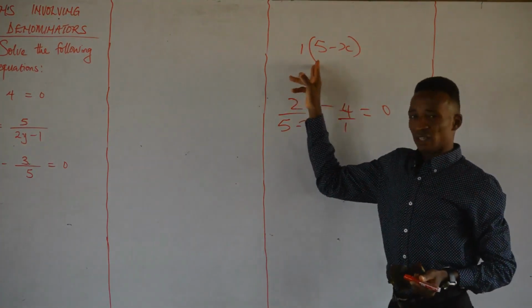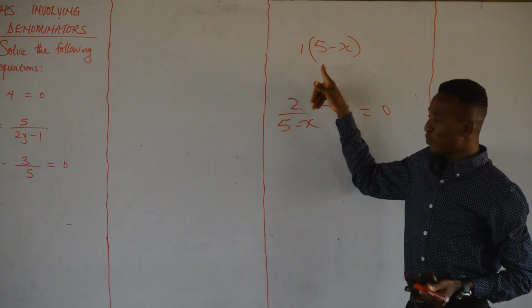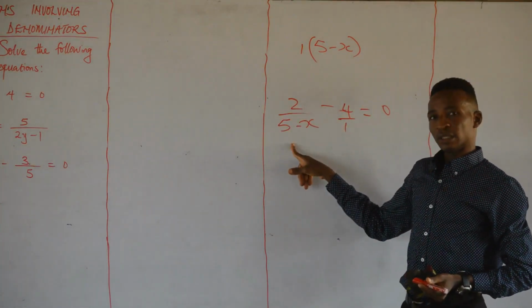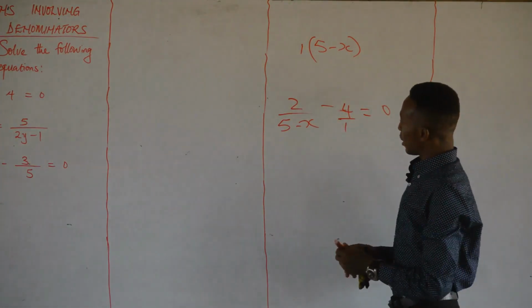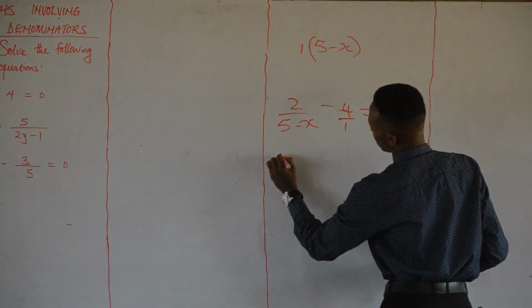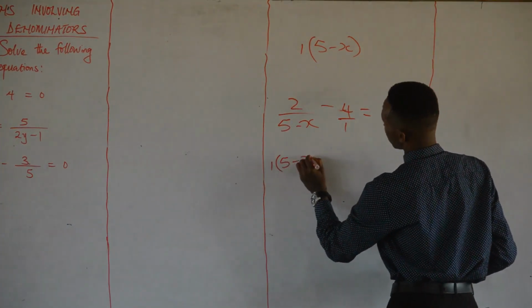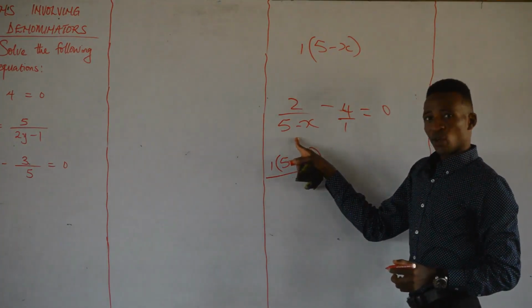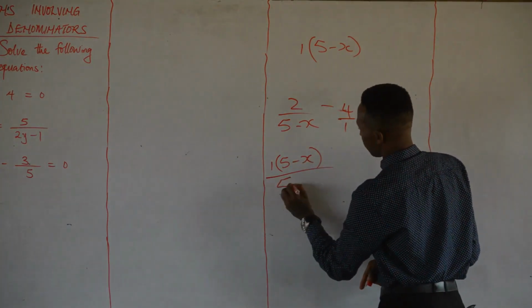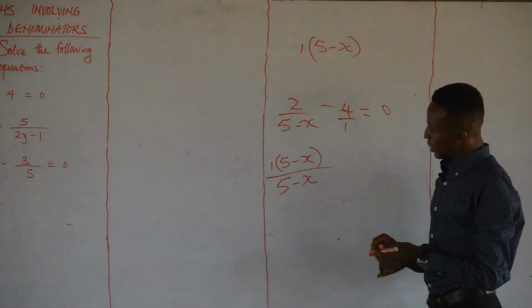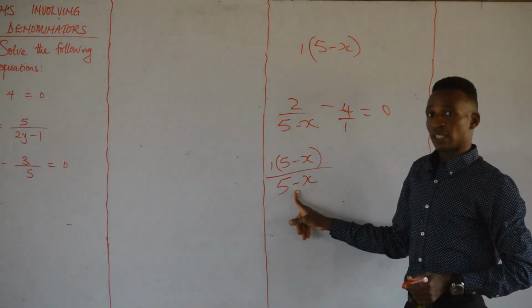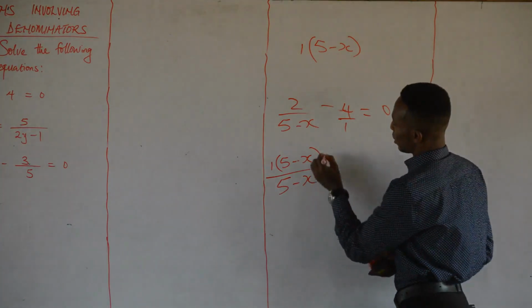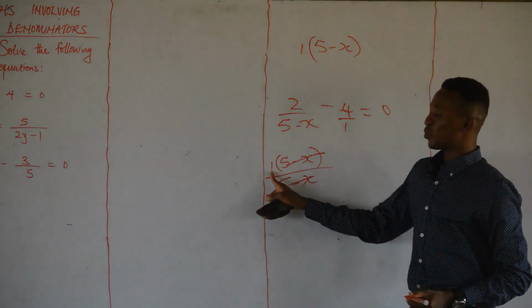Now, after getting your LCM, you now use this LCM to divide each of the values that you are having. In this case here, we have 1 into bracket 5 minus x, divided by the denominator of the first one, which is 5 minus x. When you divide, you can easily cancel out 5 minus x. When you cancel it out, this and this is gone, then you are left with just 1.